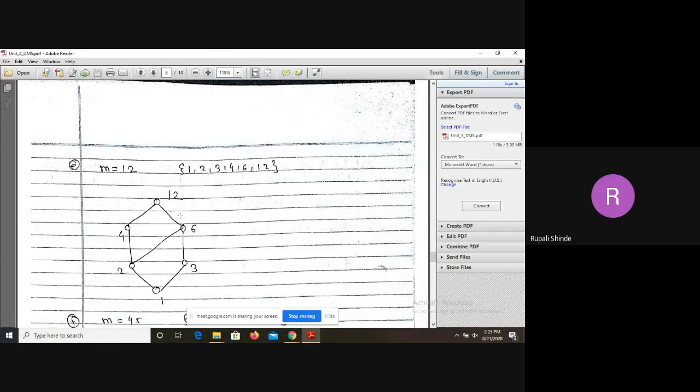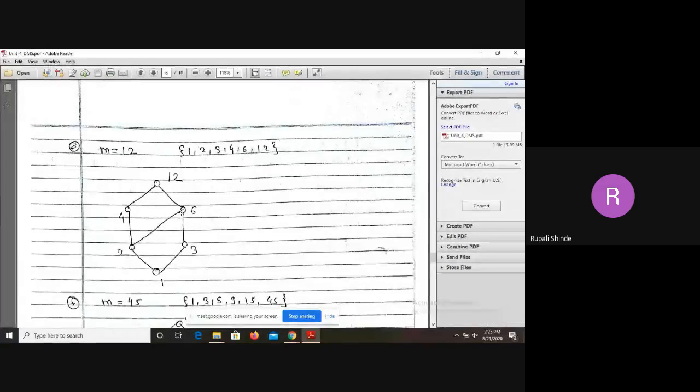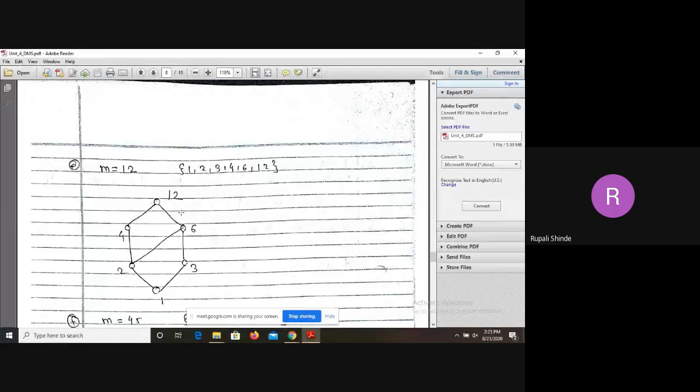First you have to find the elements, that is, what are the dividers of the given set or given number, and then you can draw a diagram. So likewise, the next one is m equals 45. Can you try for this example?